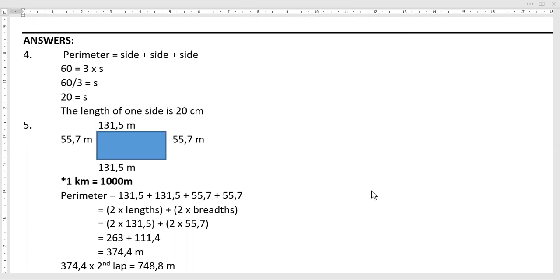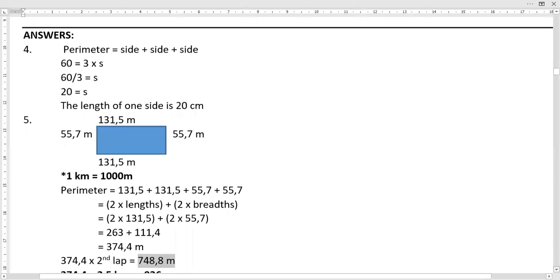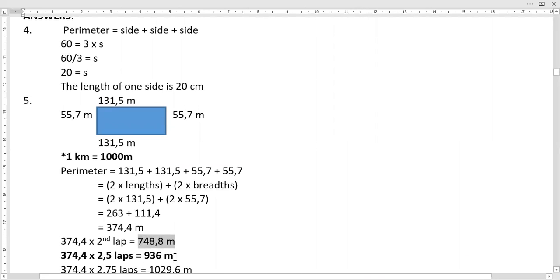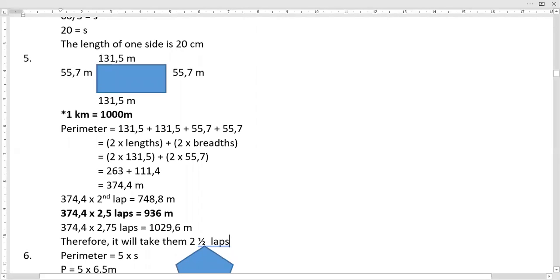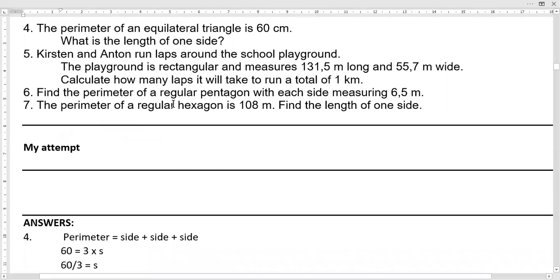Okay, so what's going to happen now is if we go half a lap, it's going to take us to 900. If we go a bit further, do you see that it's going to take us to 1029.6 meters? So that's over the limit, right? We need to actually get to 1000. So the closest we can do is about 2.5 laps, okay? We can't even do 2 3/4. So therefore, it will take them 2.5 laps to complete that circuit. Okay. That's the closest answer I will accept.